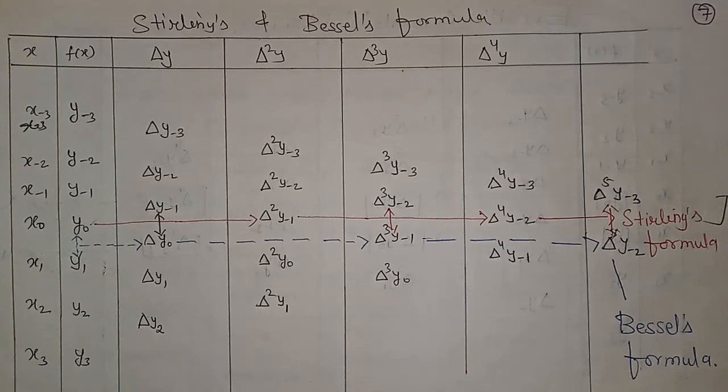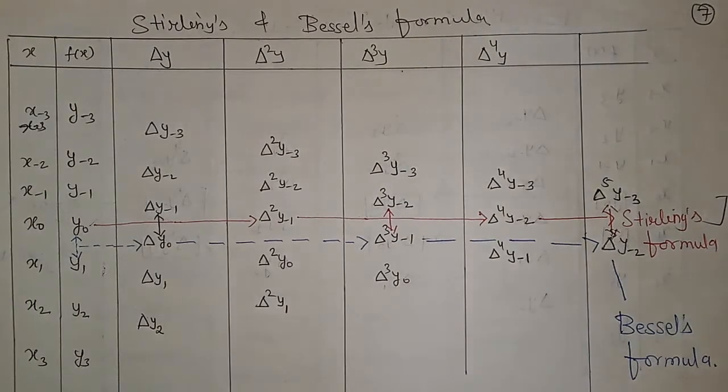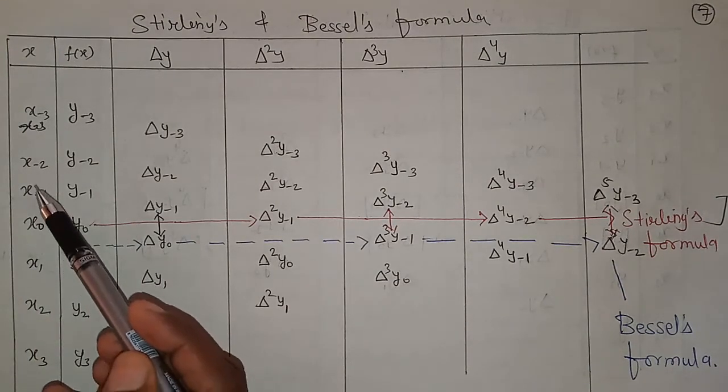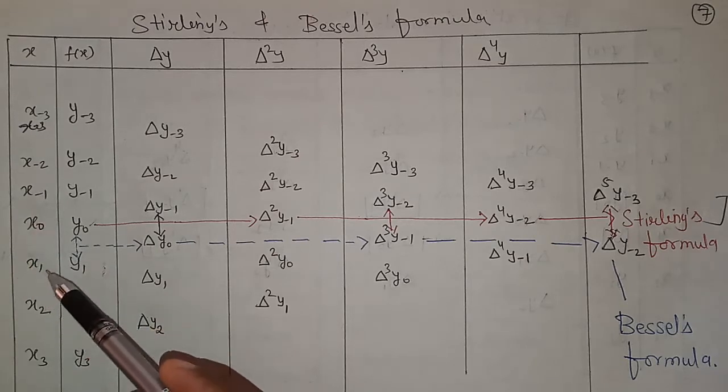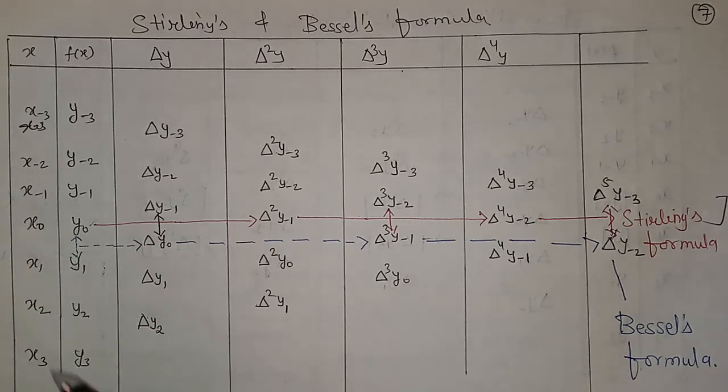Now to understand the Stirling formula more easily, we will see this table, and instead of remembering y equal to f of x by the formula, we will directly remember it by this table, or we will see how we use this table for the Stirling interpolation formula. See, we have x0, x minus 1, x minus 2, x minus 3, x1, x2 and x3. These are the values.